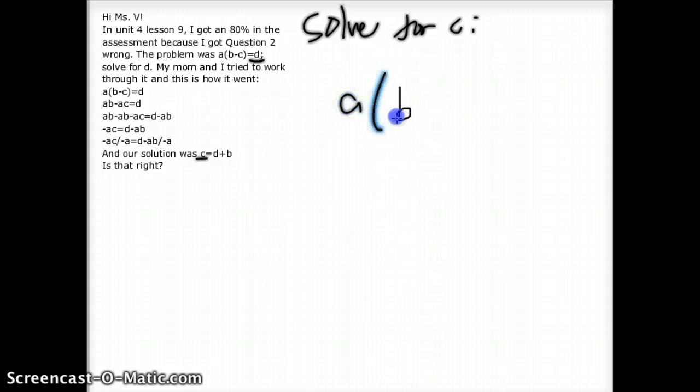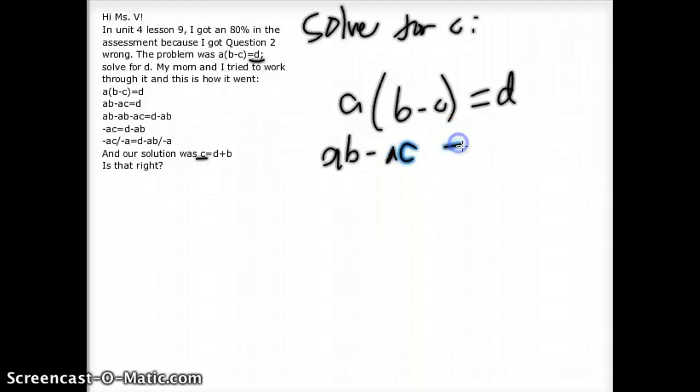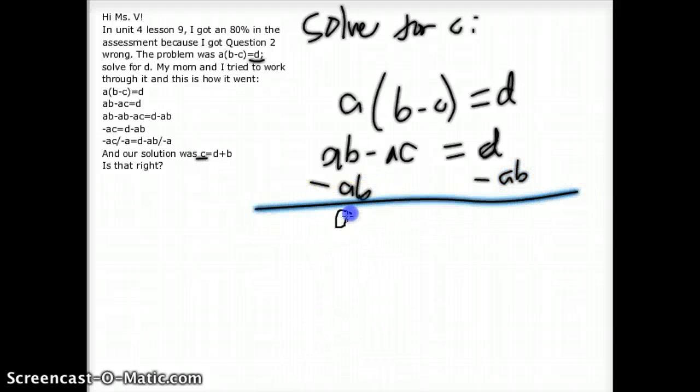A times B minus C is equal to D. Now there are two ways you can do this. I'll show you both ways, but I'll do it the way you did it first and then I'll show you another way later. So what you did was distribute the A and you got AB minus AC is equal to D. And you want to get the C by itself, so you subtract AB. You subtract AB here. You get AC is equal to D minus AB, which you do have.